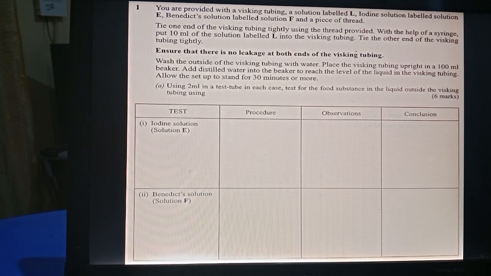Wash the outside of the Visking tubing with water. Place the Visking tubing upright in a 100 ml beaker. Add distilled water into the beaker to reach the level of the liquid in the Visking tubing. Allow the setup to stand for 30 minutes or more.